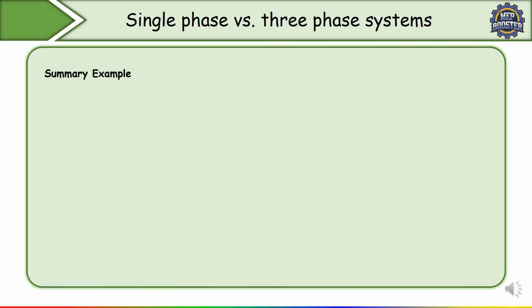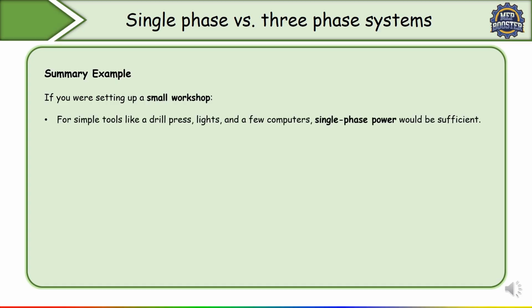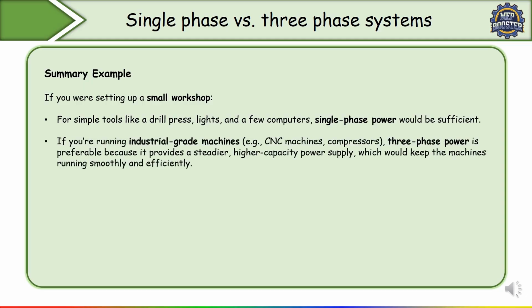Now here you can see the summary example. Suppose you were setting up a small workshop. For simple tools like a drill press, lights and a few computers, single phase power would be sufficient. But if you are running industrial grade machines, for example CNC machines, compressors, then three phase power is preferable because it provides a sturdier, higher capacity power supply, which would keep the machine running smoothly and efficiently. Okay.